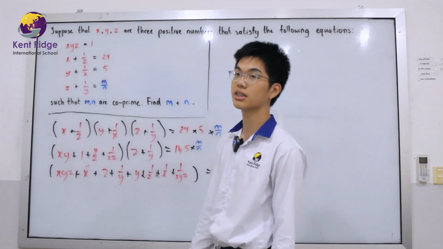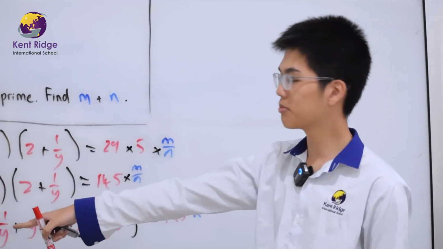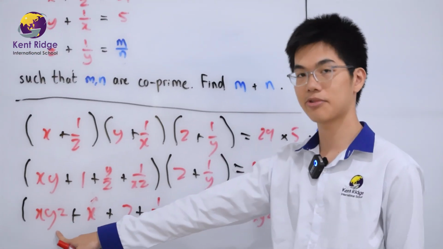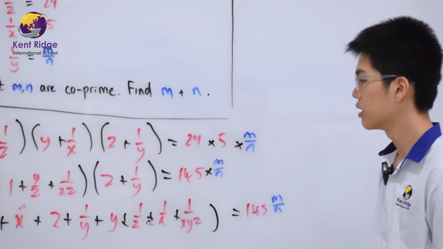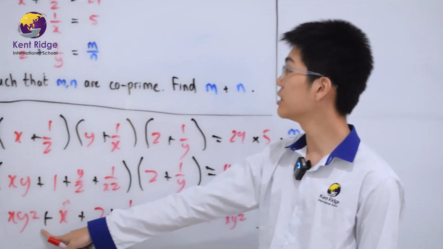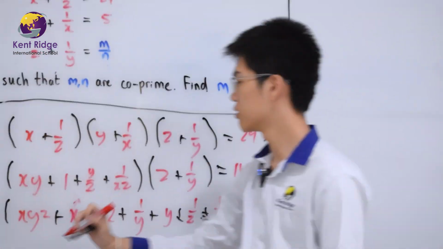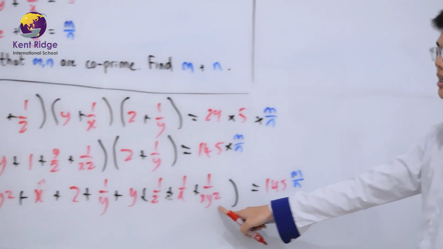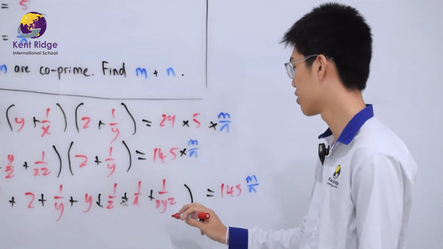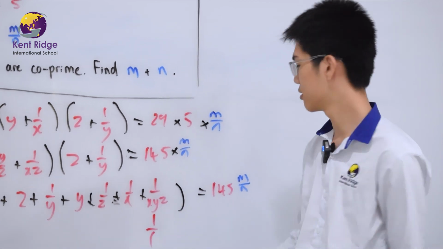Now we look back at our terms again. Just as we predicted from the start, if we multiply them, we get one term that's x, y, z, and one term that's 1 over x, y, z, and a bunch of terms in between. For this x, y, z here, we can just substitute 1 in. And for this 1 over x, y, z, it's basically 1 over 1, so it's just 1.